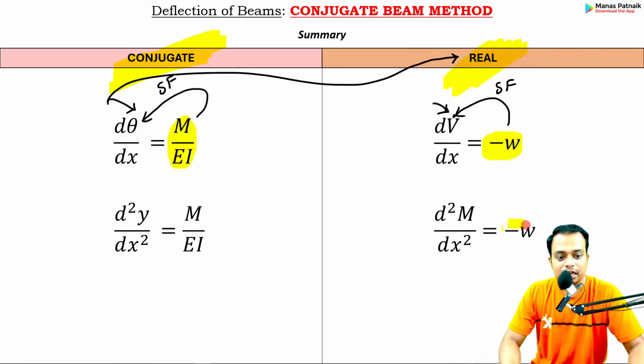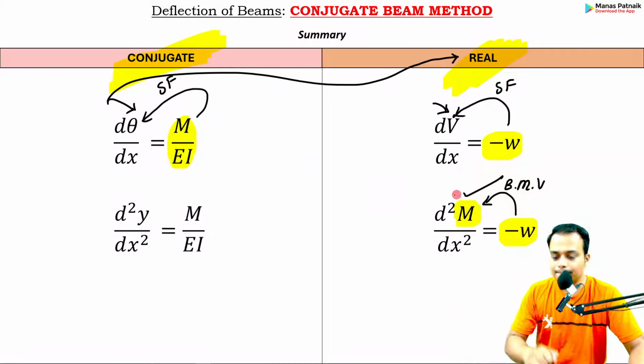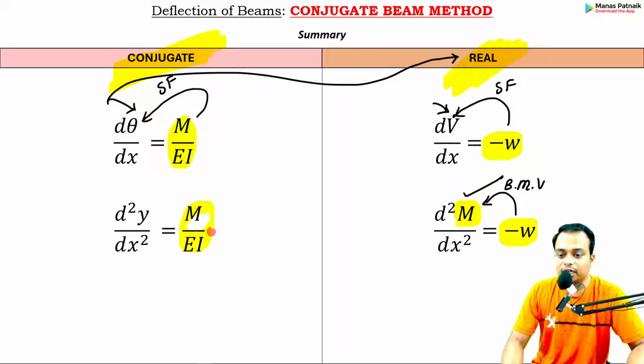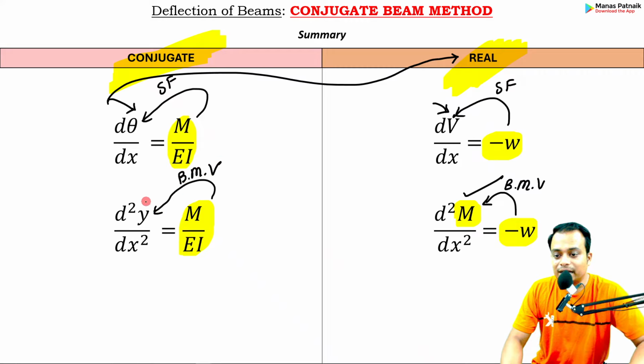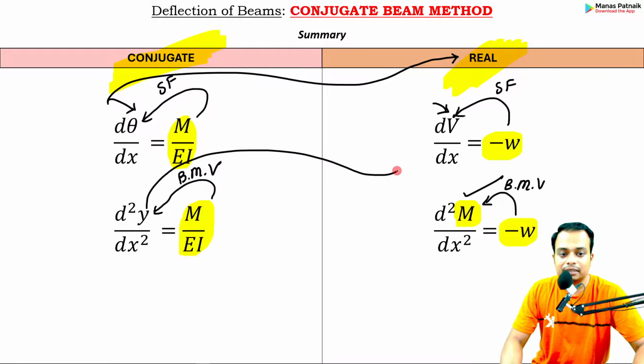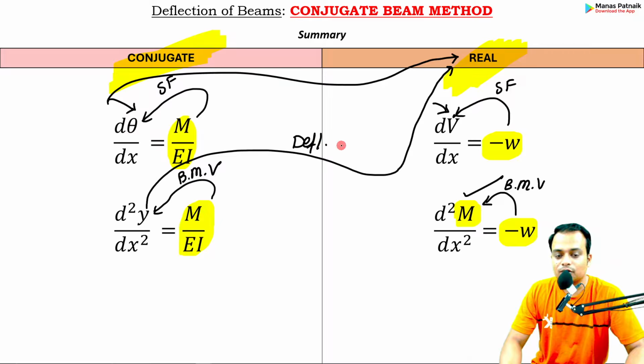In the same fashion, if you have the real load and you want the bending moment value, you are going to get the bending moment only. However, when you talk about the conjugate beam loaded with M over EI, if you calculate the bending moment value, what you are indirectly calculating is the deflection for the real beam. Okay, so this is slope.